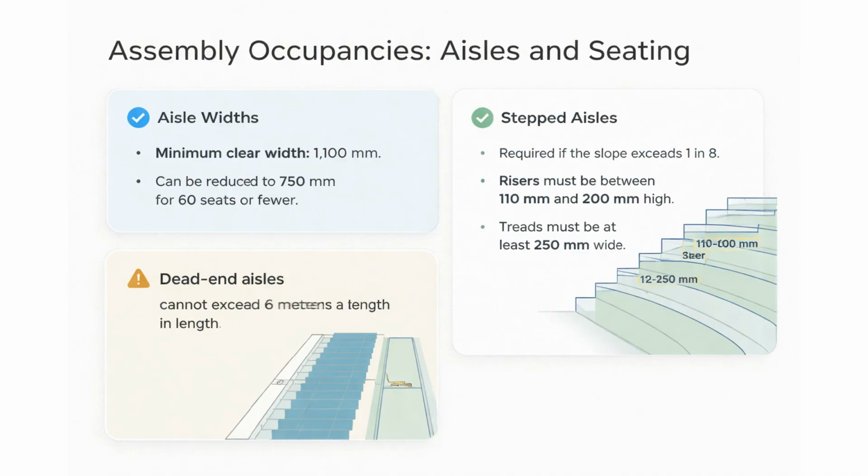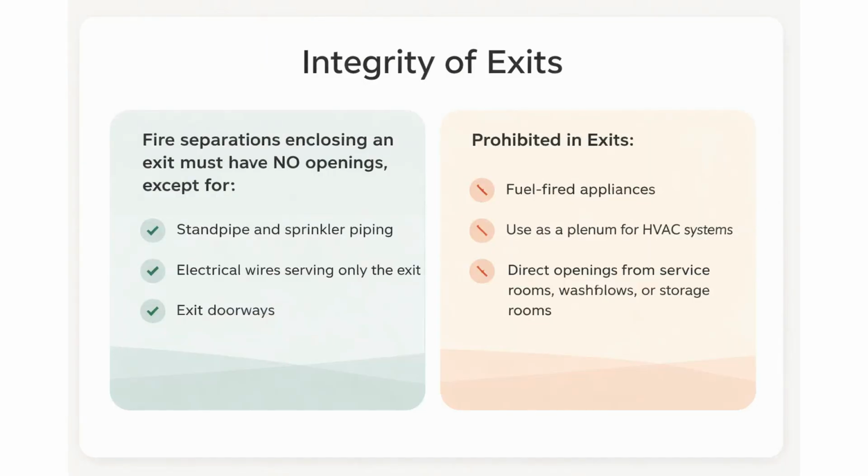The integrity of an exit is absolute. Once an occupant reaches an exit stairwell, they must be protected from the rest of the building. Therefore, the fire separation enclosing an exit can have almost no openings, other than the exit doors themselves and essential piping. You cannot install fuel-fired appliances in an exit, you cannot use the exit as an air return plenum for the HVAC system, and you absolutely cannot have storage rooms, washrooms, or service rooms opening directly into an exit enclosure.